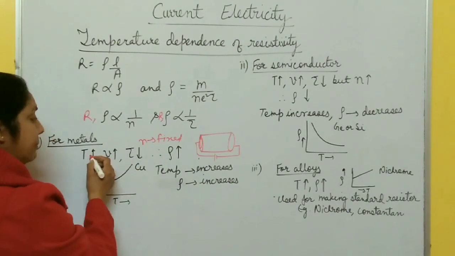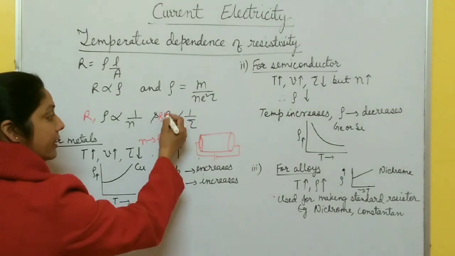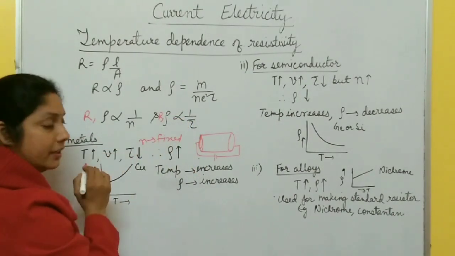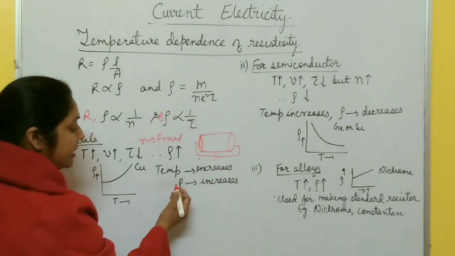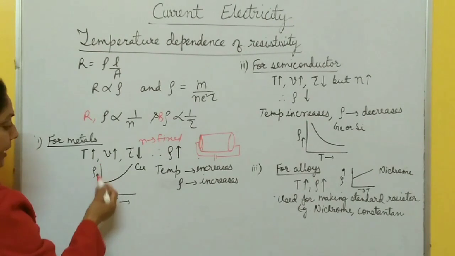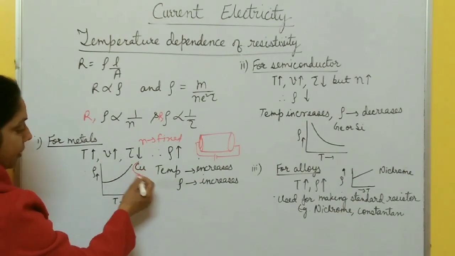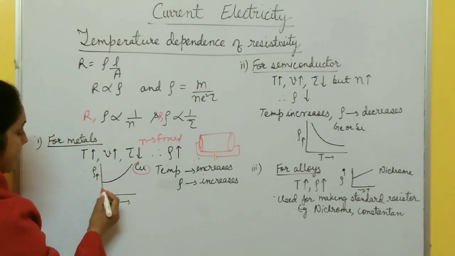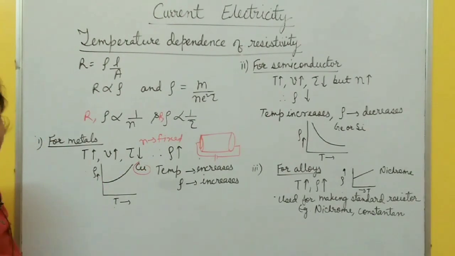So when temperature increases, relaxation time decreases, and resistivity increases. So in case of metals, as temperature increases, resistivity also increases. You draw a graph like this one. This is resistivity and temperature. I am drawing the graph for a particular metal, copper. So as the temperature increases, resistivity also increases in case of metals.